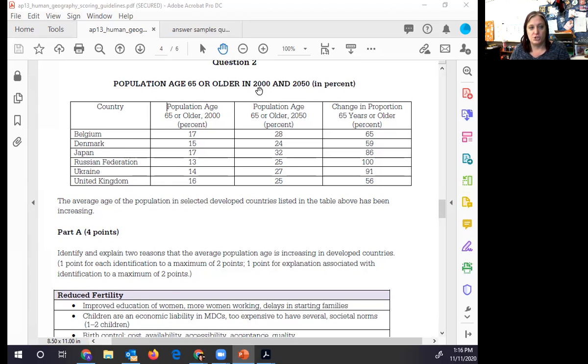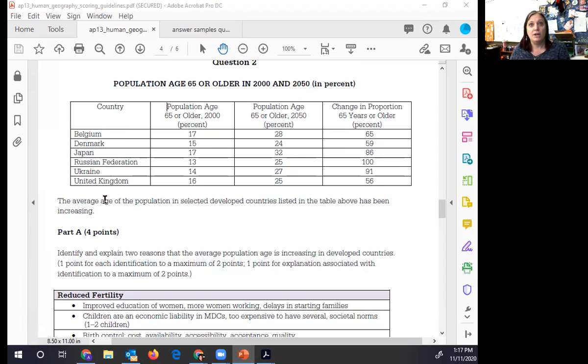You will notice there is a chart and it has information. As a student, I would look at this chart and I would say, okay, it's population 65 or older, 2000 to 2050. So here's what it is in 2000. Here's what it's projected in 2050. Here is the change. What percent change do I have? Okay, I look at my countries and I say I've got Belgium, Denmark, Japan, Russian Federation, Ukraine, and the UK.